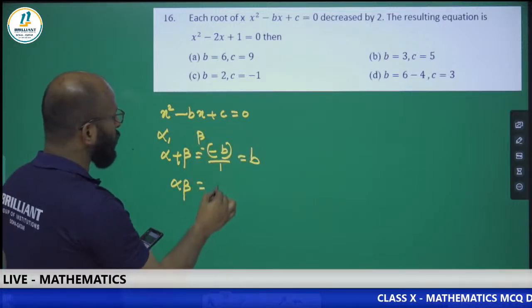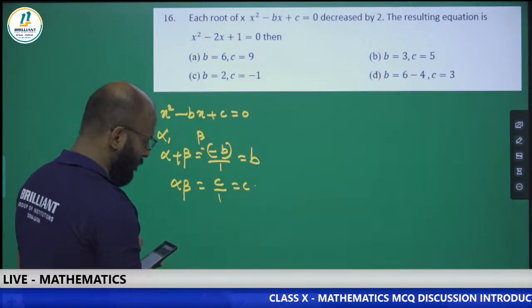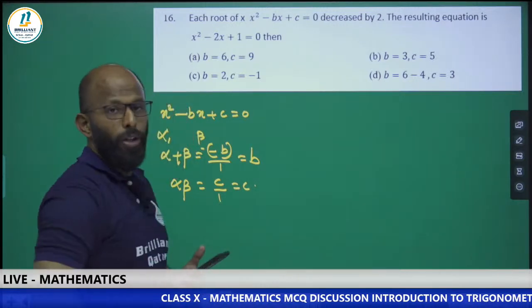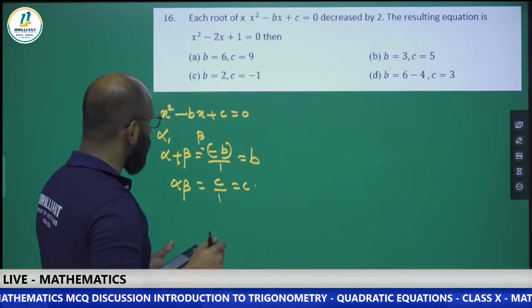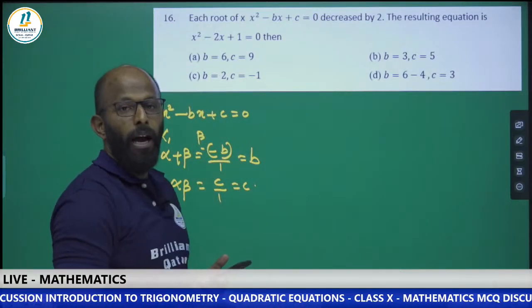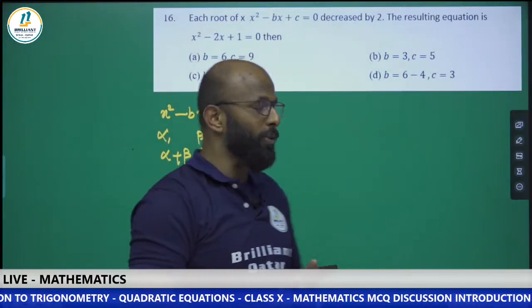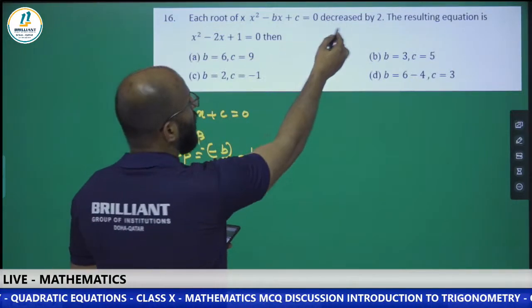Alpha beta is equal to c by 1, which is equal to c. We got it: alpha plus beta is positive b and alpha beta is equal to positive c. Now we can consider the given condition.